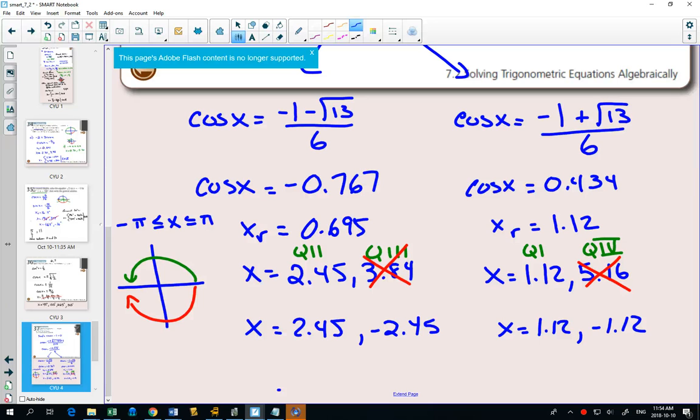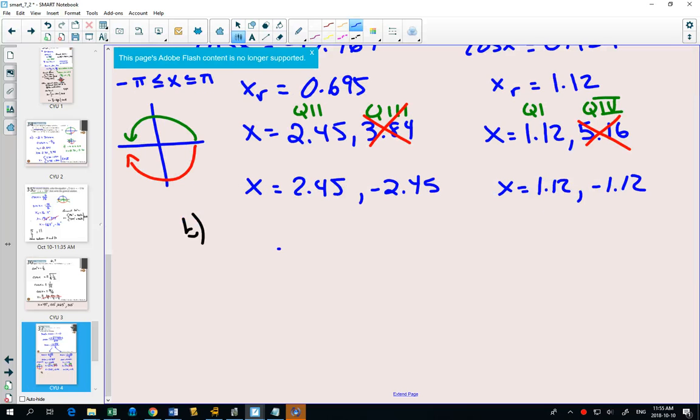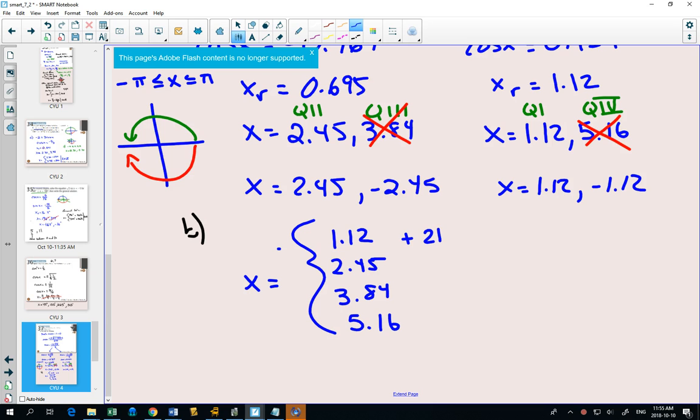And then what's your general solution for part B? And again, for your general solution, it doesn't matter which coterminal angles you use. I like to use my positive ones the first time around. So I will reuse the 5.16 and the 3.84. It's in radians, so we go plus 2k pi for each of them.